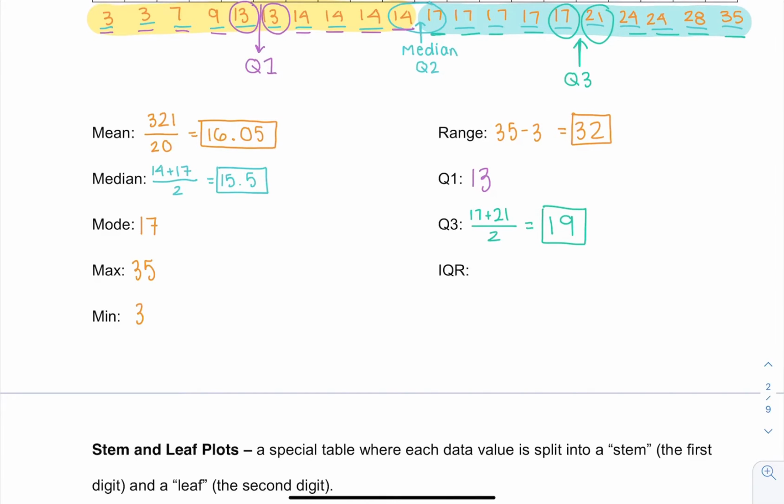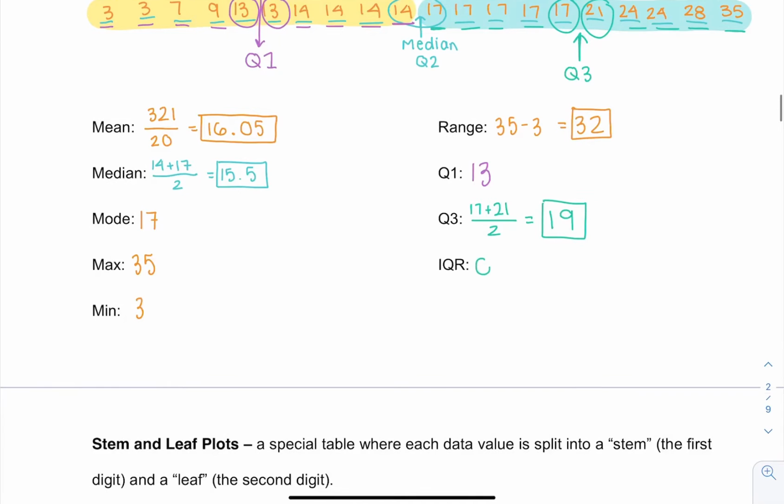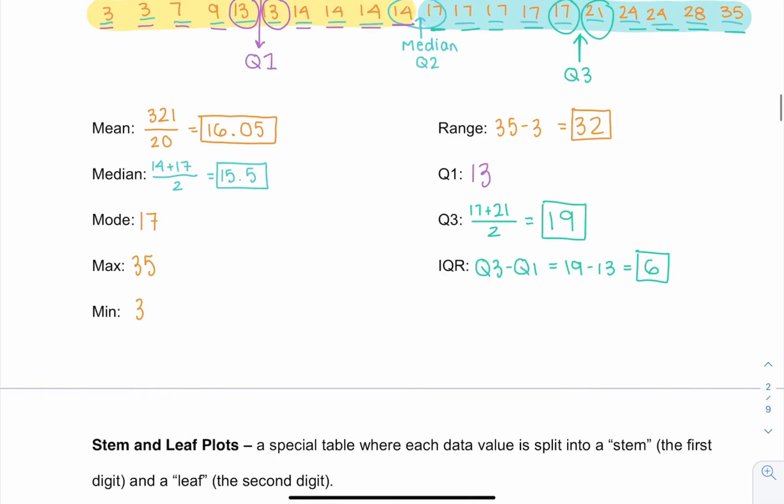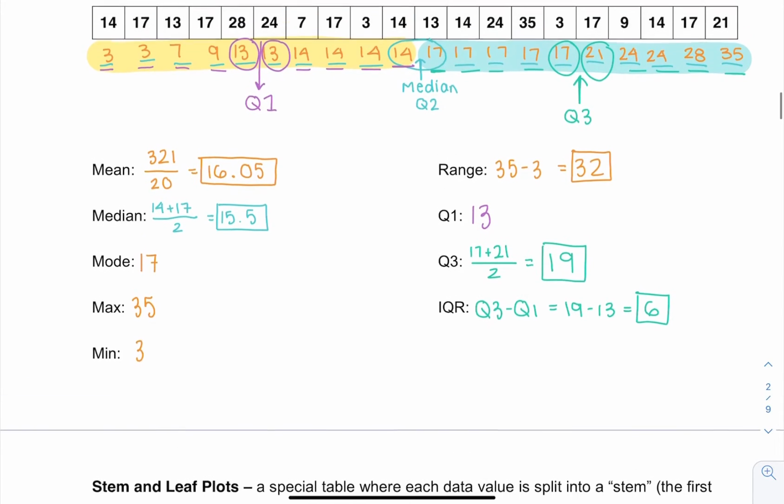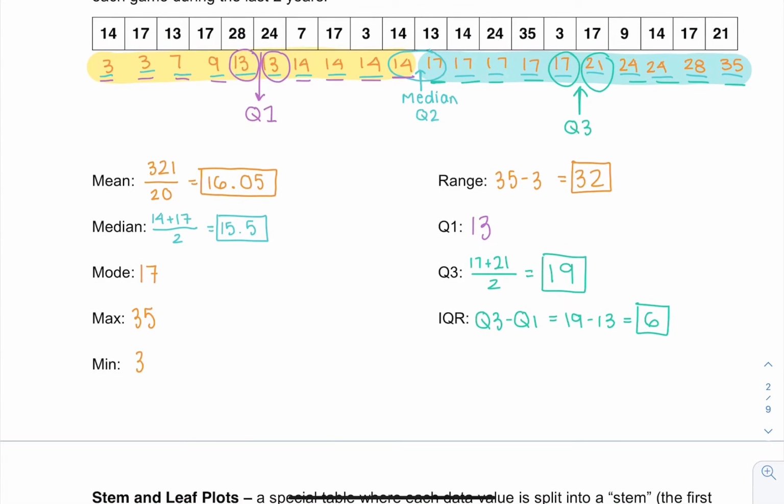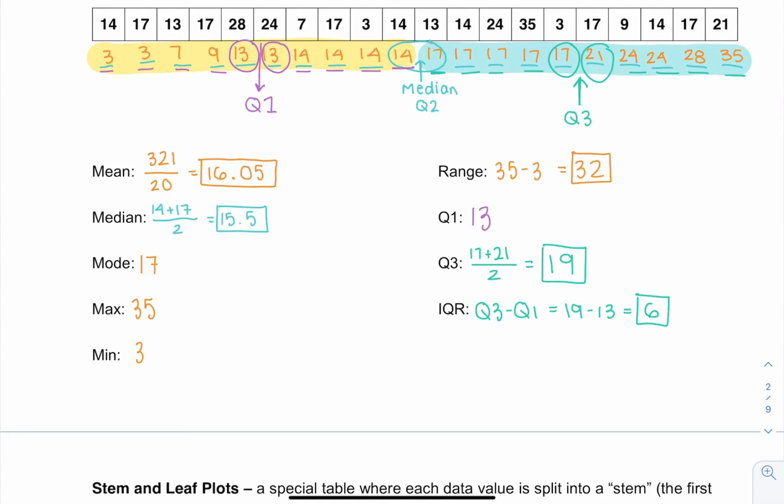And last up, to find the IQR, I do Q3 minus Q1, which is 19 minus 13, which is 6. So you might be wondering what the Q3 minus Q1 is doing and what the IQR is doing. What this is saying is if you look at the distance between Q1 and Q3, this is kind of like our middle half of the data.